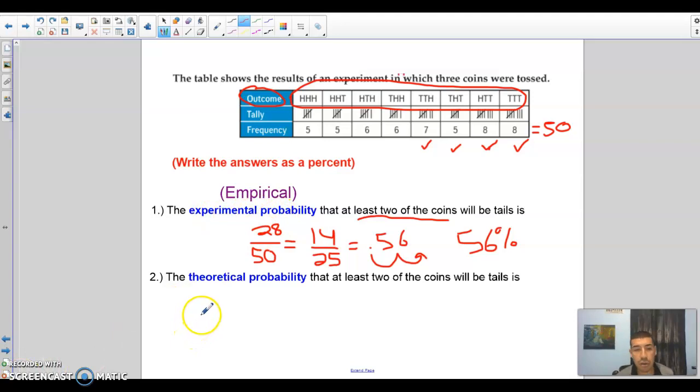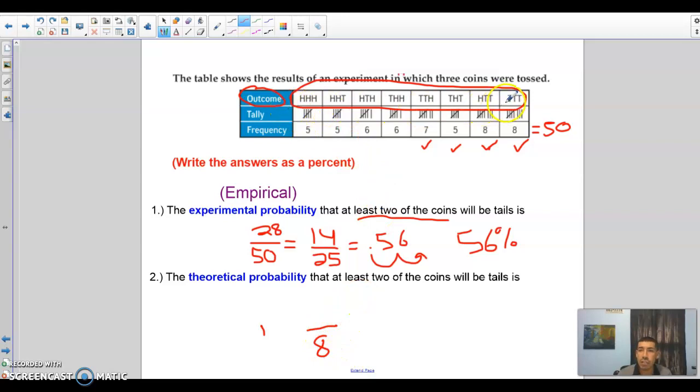Okay, class, so now we will be looking at theoretical probability. Theoretical probability means, what do you expect to happen? You do not use the information from the experiment. It's in theory what should happen. So in this case, I would look at the outcomes and ask myself, what is my total number of outcomes? Then you count the columns, 1, 2, 3, 4, 5, 6, 7, 8. So there's 8 different outcomes.